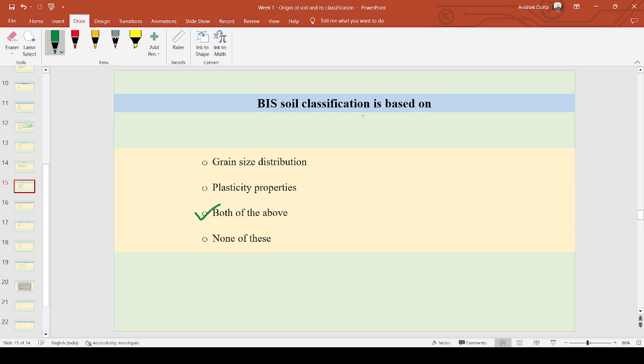We will be getting to know this concept in detail in the upcoming questions. How BIS soil classification is based on both the grain size distribution and the plasticity properties. So it is both.